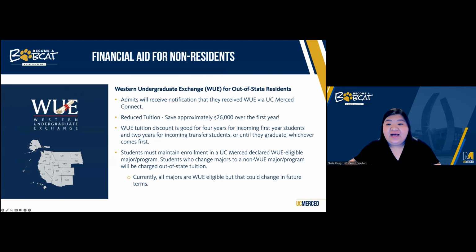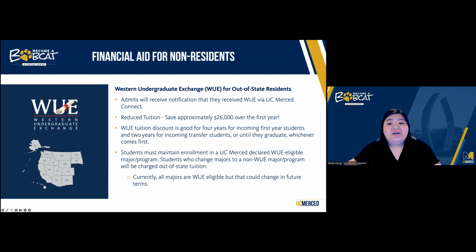On this slide, we're taking a look at WUE, the Western Undergraduate Exchange for out-of-state residents. If you are an out-of-state transfer student participating through WUE, that's great. WUE is an agreement among 16 members with 160 or more participating public colleges and universities. It allows students from different states to enroll and take courses in another state without paying the non-resident tuition. If you are eligible for WUE, you will receive a notification via UC Merced Connect letting you know that you will receive WUE, which reduces your tuition costs. You can save approximately $26,000 over the first year.